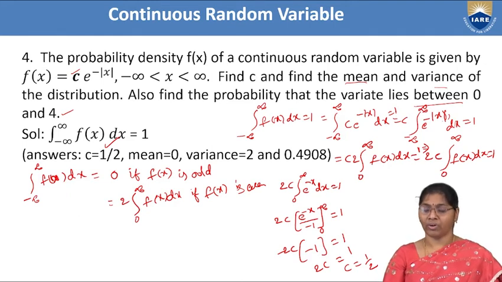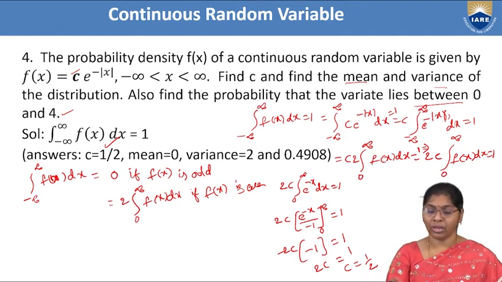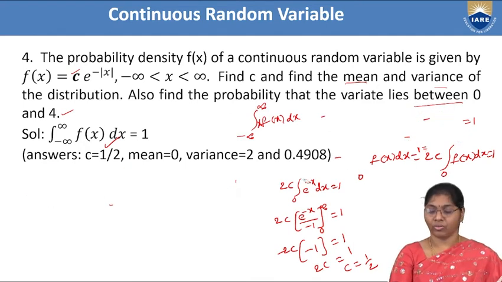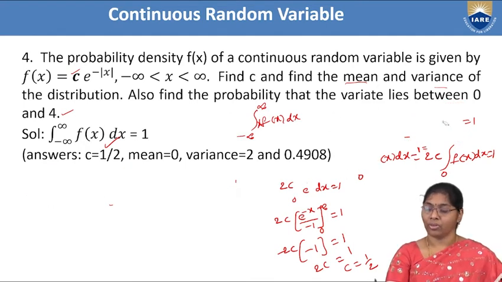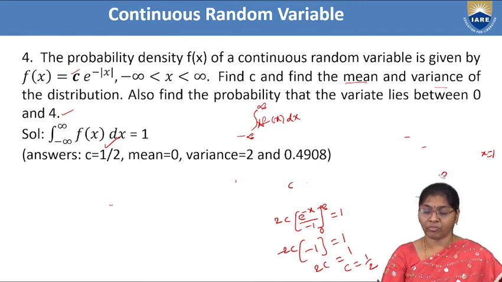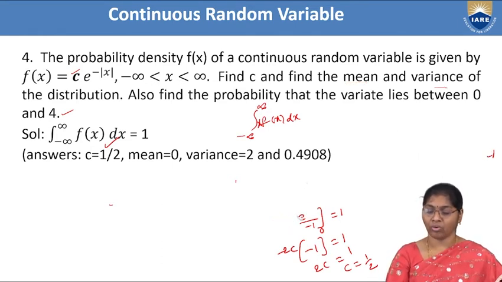Next, similarly, we are finding the mean also. Mean is nothing but the integral from minus infinity to infinity of x into f of x. Here, luckily, the mean value is 0. You can see that also. Then after that the variance, then the limits where the variate lies between 0 and 4. Totally here they are asking the c value, mean value, variance and the extra variate also. We are calculating that also.